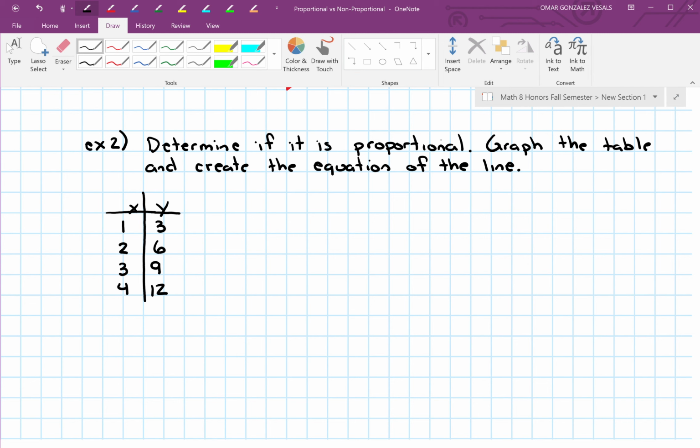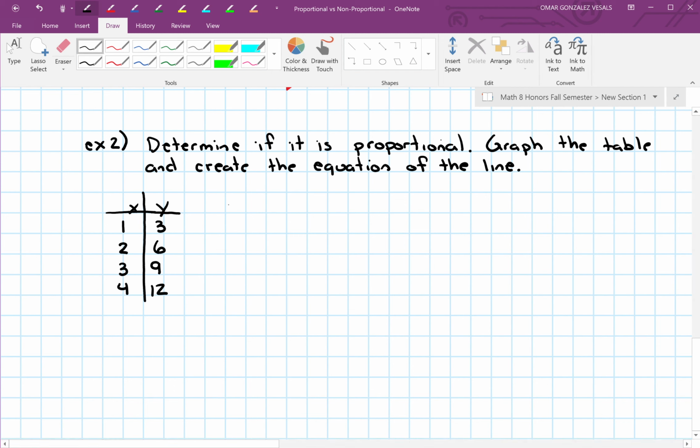Is it proportional or not? Oh, you did it. Alright, yes. Decimals can be proportional too, right? Decimals can be proportional also. Okay. So, is this proportional?